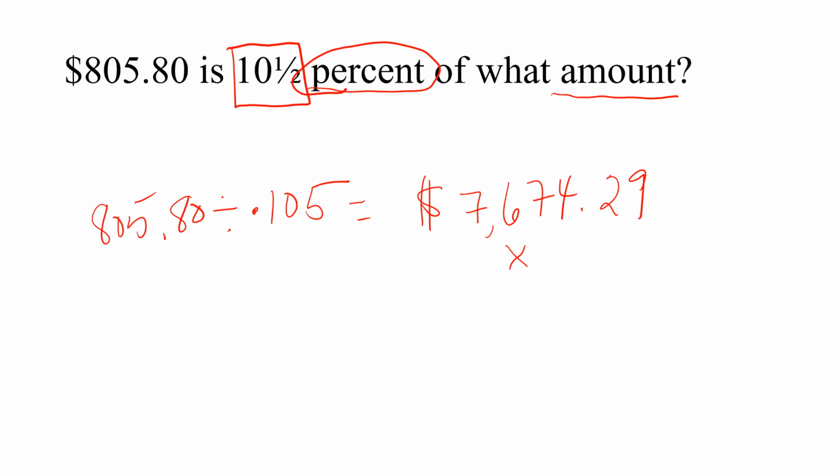And we can work that math to check it by taking that number and multiplying it. Take this times 0.105, and it should equal, and it does, 805.80.